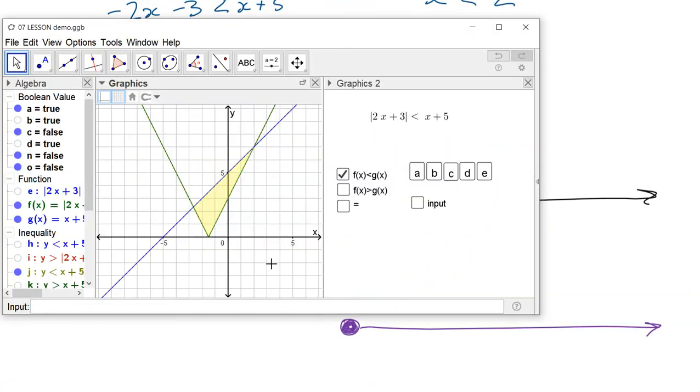Quickly, visually, here's the graph of this inequality. So this absolute value of 2x plus 3 is that green function. It looks like an absolute value function. And then less than x plus 5, which is that straight blue linear line. So when is the absolute value less than? Well, it's in that location, right? That's where literally the one function is below the other function.